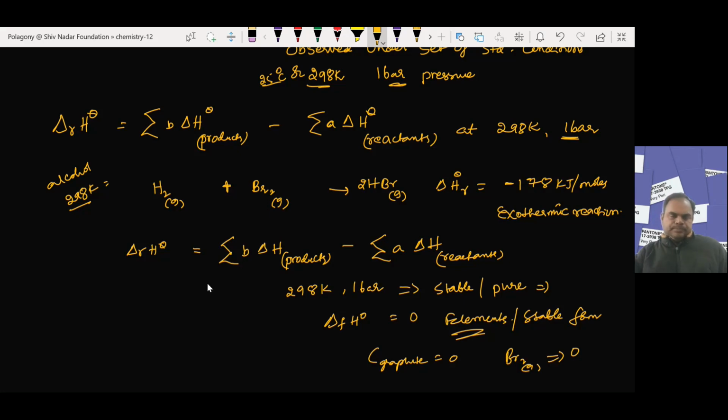We can consider the standard enthalpy of formation of elements in pure form to be 0 at the specific temperature of that particular element. For example, the standard enthalpy of formation of iron: iron in solid form at 500 Kelvin will be 0, we can consider.